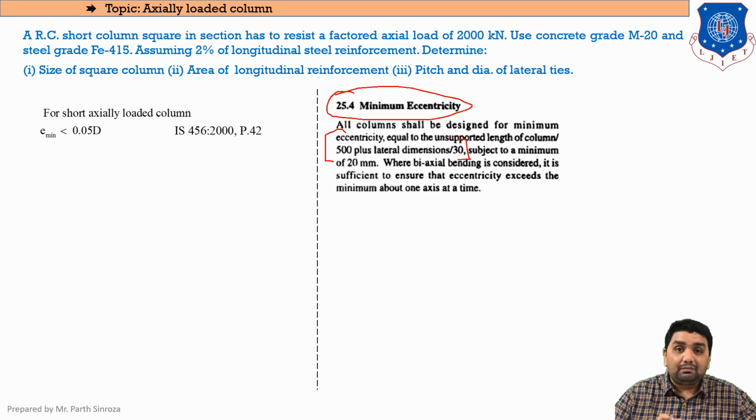In the question, the unsupported length of column is not mentioned. So whenever a situation arises like this, that the unsupported length or the length of column is not mentioned in the question, then you always need to take the minimum value that is provided in our IS code. Right? If the unsupported length of column was given in the question, we would be solving eccentricity using this equation. But in this case, the unsupported length is not mentioned in the question, so we will be taking the value of E minimum to be 20 as the minimum criteria that is given in our IS code.